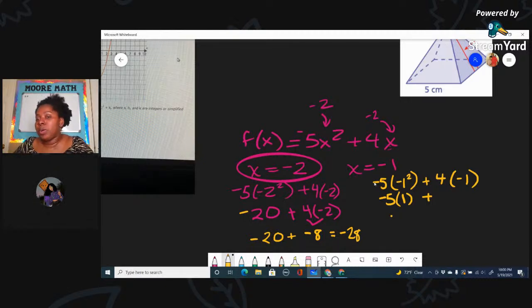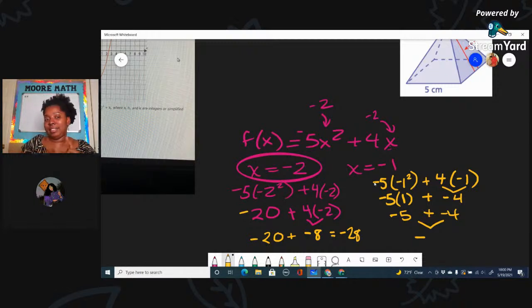Anything times 1 is itself, right? So negative 5 times 1 is negative 5. Good. And 4 times negative 1 is negative 4, because a positive times a negative becomes a negative. You got it. And now negative 5 plus negative 4. That's the same sign, so it would be negative 8.